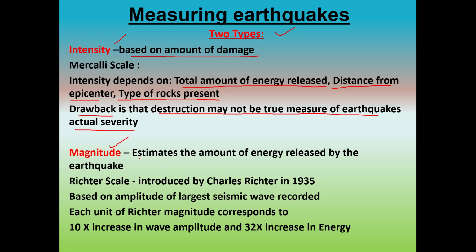Magnitude estimates the amount of energy released by the earthquake. It is called the Richter scale, introduced by Charles Richter in 1935, based on the amplitude of the largest seismic wave recorded. Each unit of Richter magnitude corresponds to how much? A 10 times increase in wave amplitude and a 32 times increase in energy released.